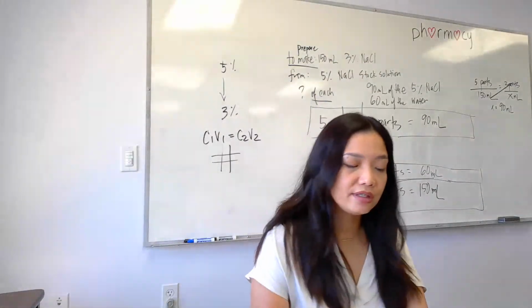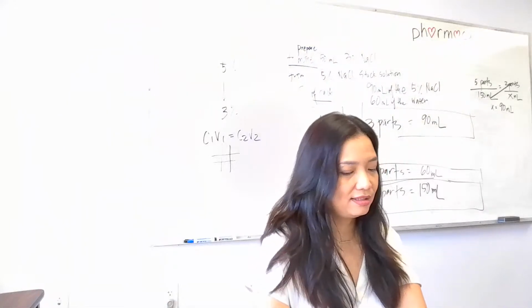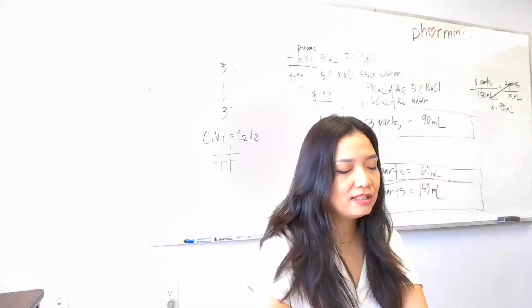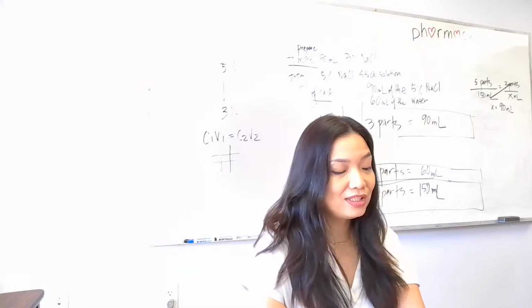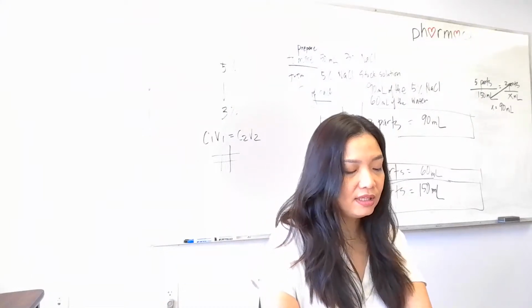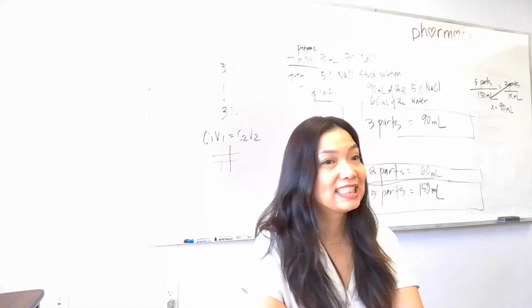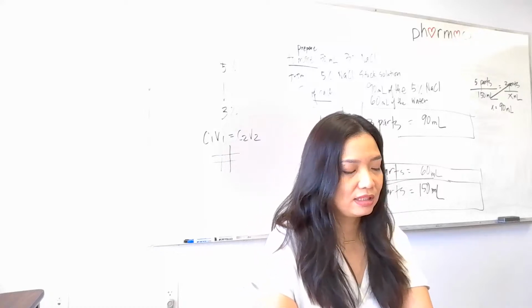100 ml, I heard, of each, correct. 100 ml of each. 100 ml of D5W and 100 ml of D10W. I don't think I need to explain that.